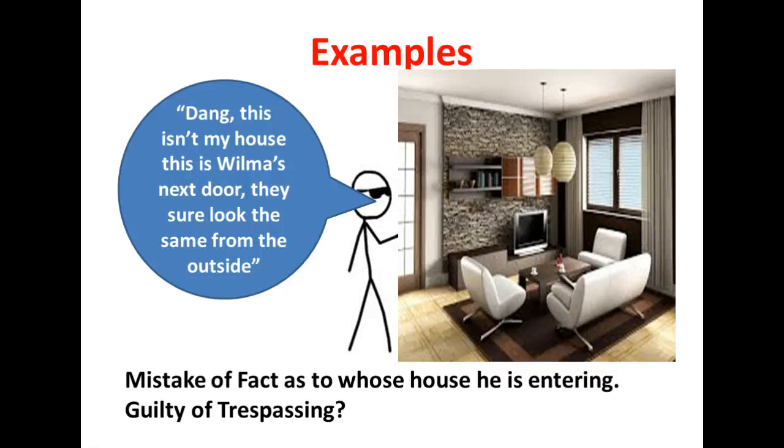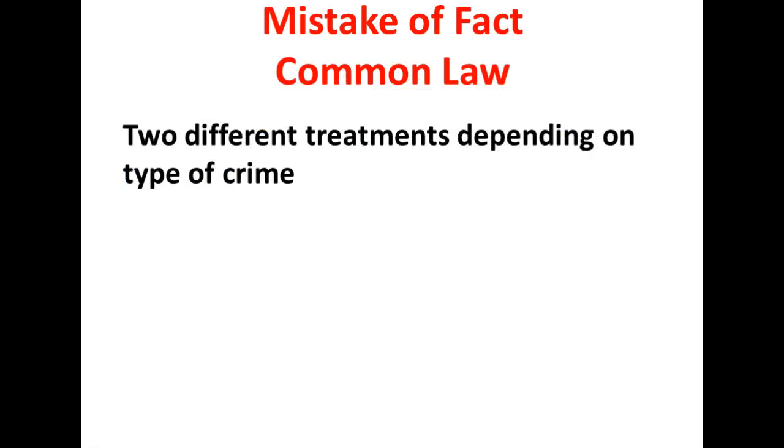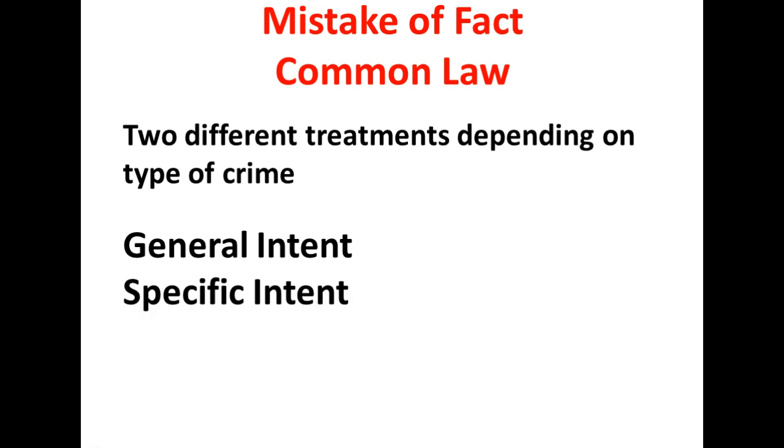So let's start to take a look at how we're going to evaluate mistake of fact at common law. There were two different treatments depending on the type of crime. Remember, I told you that we would come back and revisit specific intent crimes and general intent crimes. Well, this is one of those opportunities to do that. So the treatment of mistake of fact at common law depended on whether it was a general intent crime or a specific intent crime. So let's go back and do a quick review of what is a general intent crime and what is a specific intent crime.